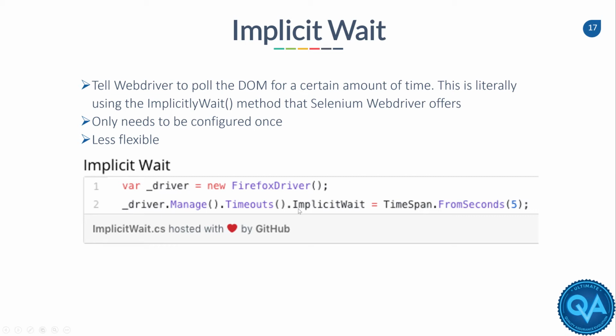So you can see that here's a code example of how it gets configured. You basically set your implicit wait and set how long it's going to be. And it's going to live for the duration of the driver. So it means anytime you do a call like driver.findElement, that will wait for up to 5 seconds for that element to be visible on the page.